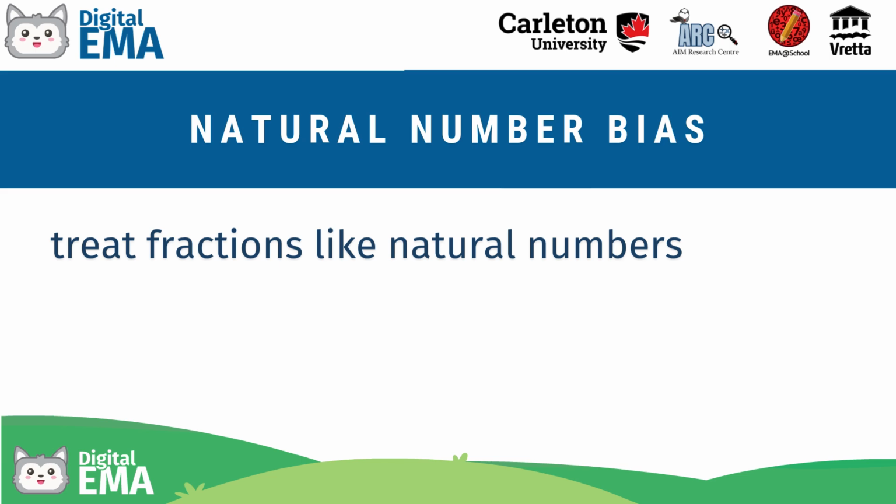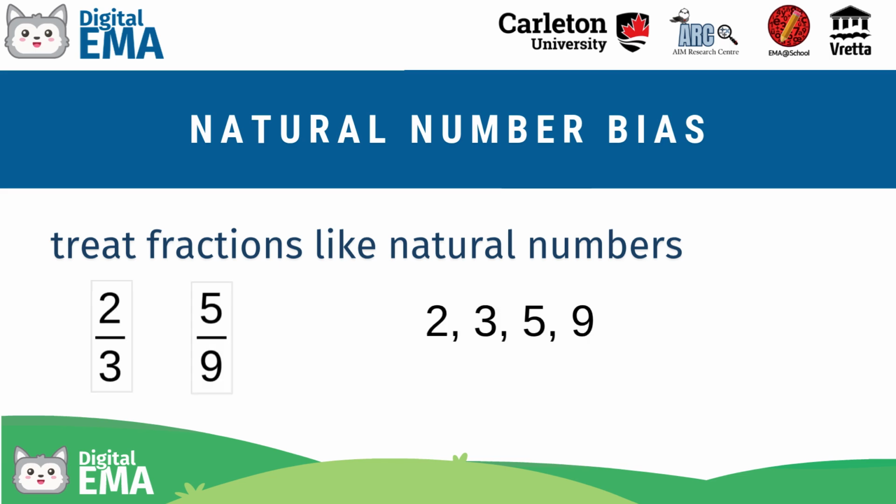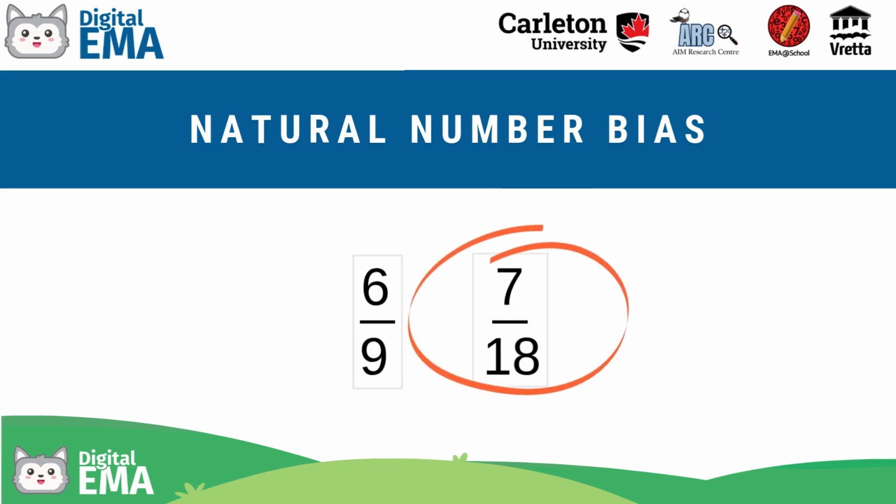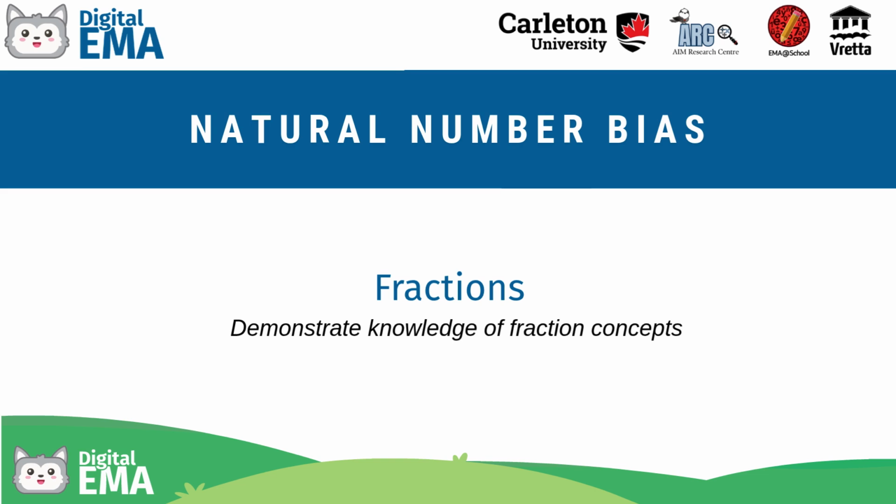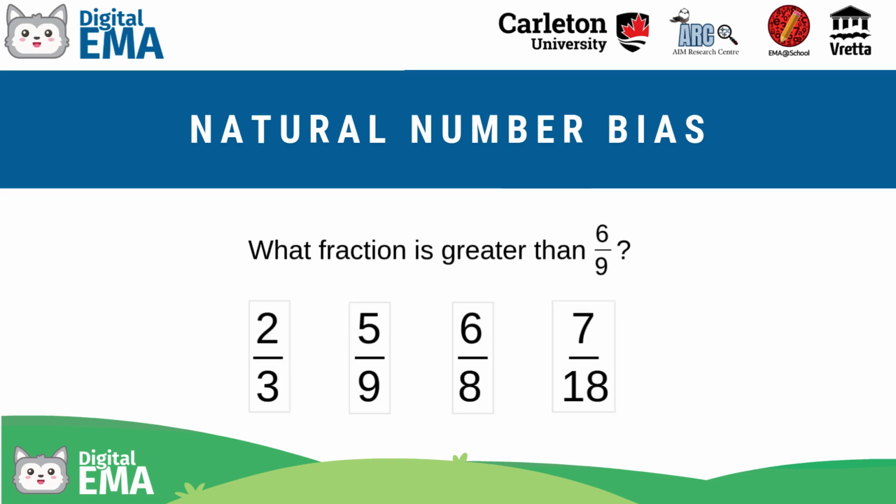Natural number bias errors are due to treating fractions like natural numbers. For example, thinking 7/18 is larger than 6/9 because 7 is bigger than 6 and 18 is bigger than 9. We used a fraction task to investigate natural number bias. For example, students were asked which fraction is greater than 6/9 and given 4 options to choose from.